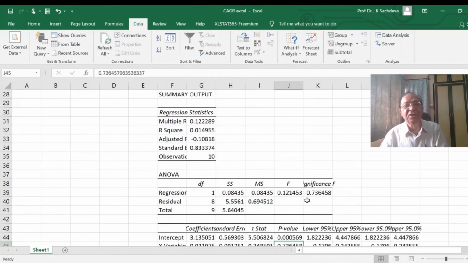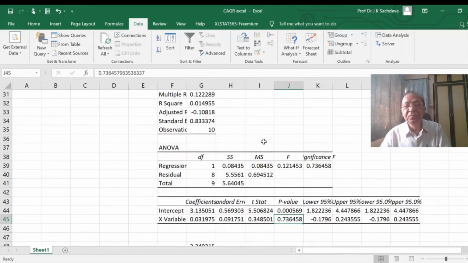It means this is not significant. R square is even 0.01. So it means only 1% of the variance is explained by time. The model is also not significant. The F value shows this model is also not statistically significant.